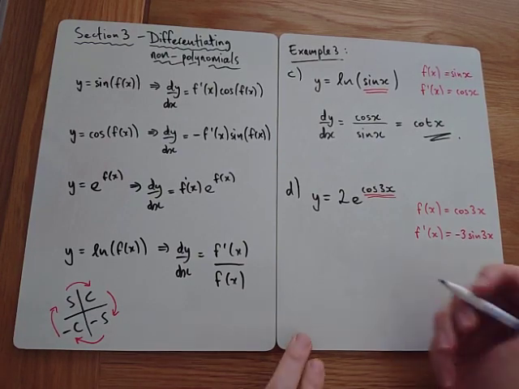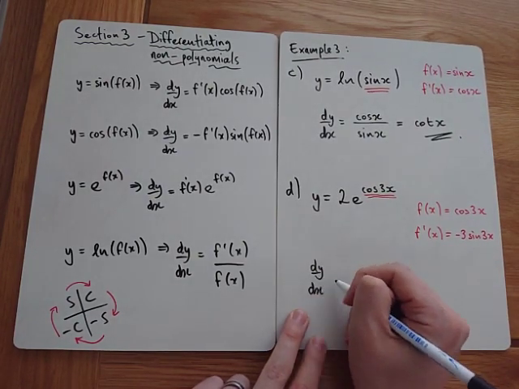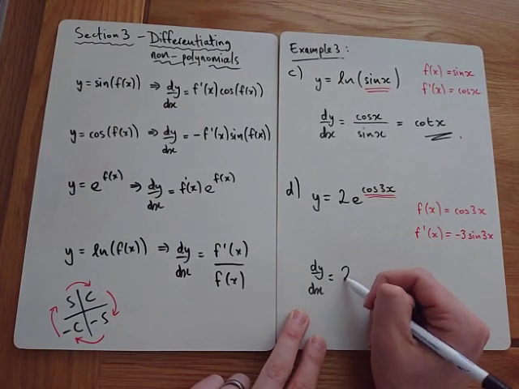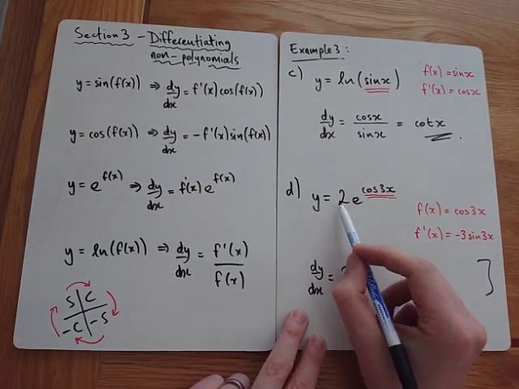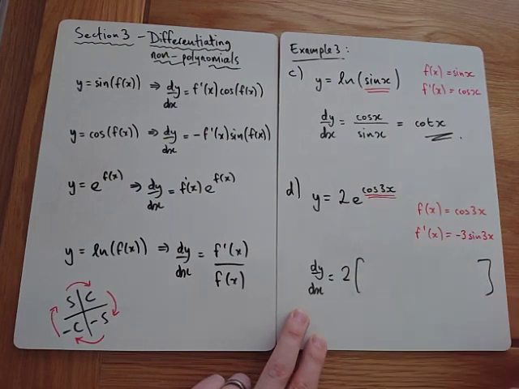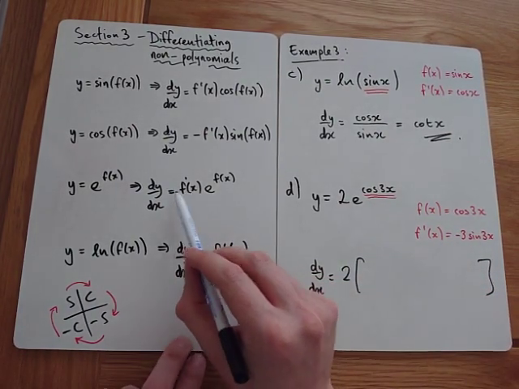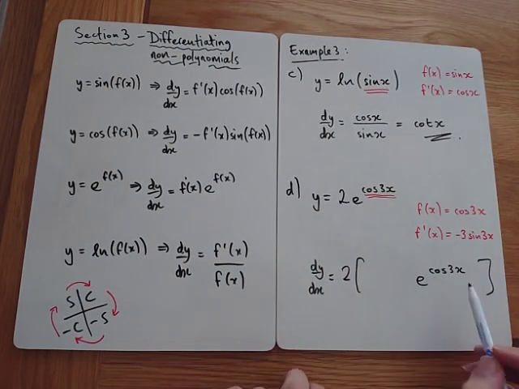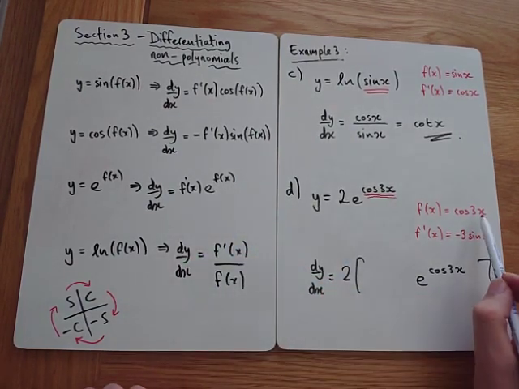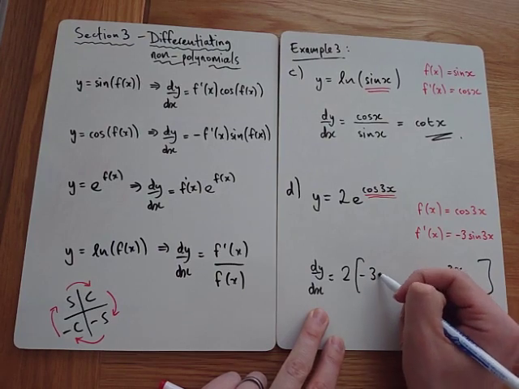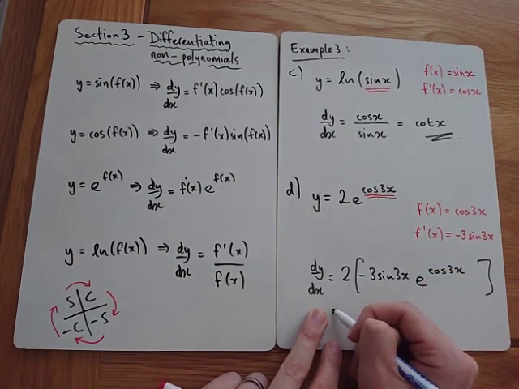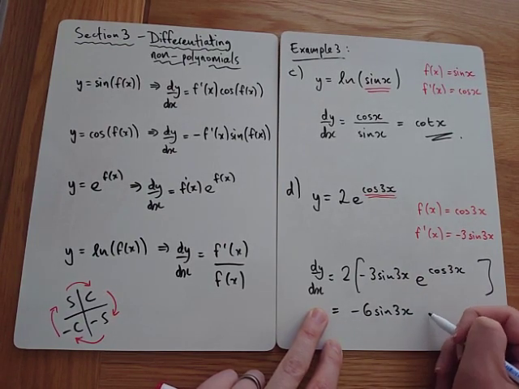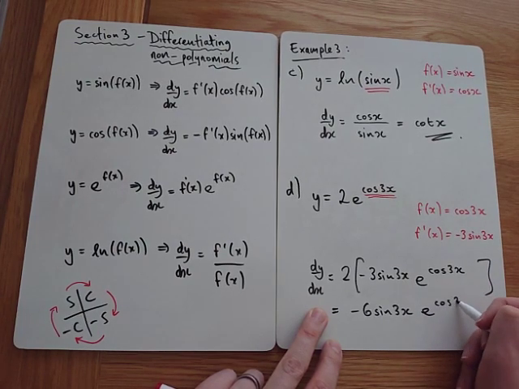Okay. So then dy by dx will equal that 2 there, by the way. Don't even worry about that. If you're differentiating 2 times something, the answer is just going to be 2 times the answer. I'm just actually differentiating the function, which is the exponential. So the rule for the exponential is the power stays the same, and we multiply the front by the derivative of the power, so that would be minus 3 sine 3x. So let's just tidy this up. If you multiply these two together, we get minus 6 sine 3x e to the power cos 3x.